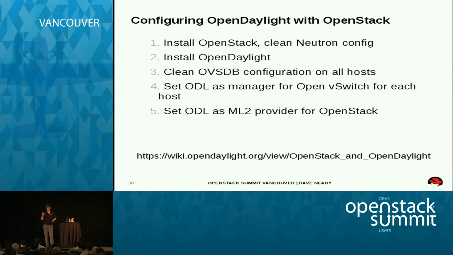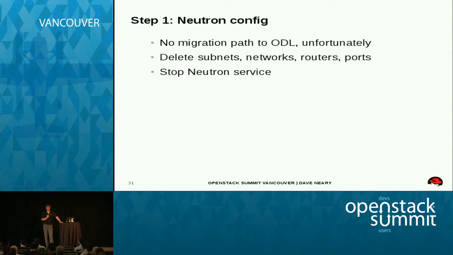You clean your OVSDB configuration on all of the hosts, and you do an ovs-vsctl set-manager command on each of the compute hosts to say, okay, this Open vSwitch is being managed by this controller. And then on the OpenStack side, and we'll see the config, you set OpenDaylight as the ML2 provider, and then all of the Neutron commands are going to OpenDaylight, and all of the Open vSwitches are already attached to your OpenDaylight instance, and everything should just work. I see Flavio nodding his head, so I don't think I've said anything too wrong.